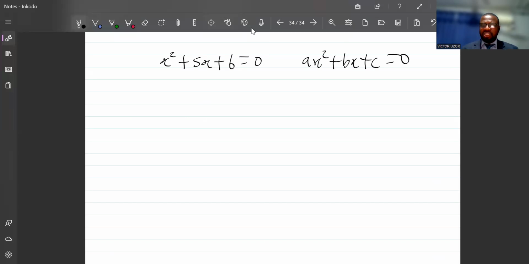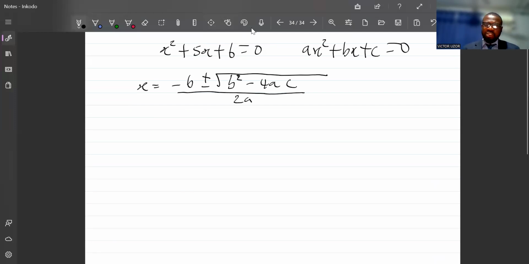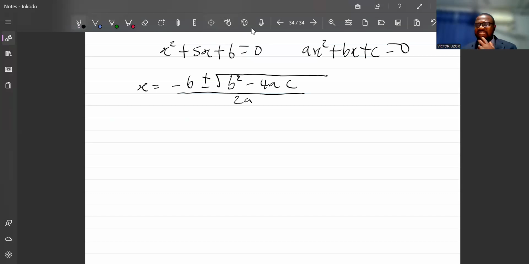So if we can compare this, the formula we are using is x equals minus b plus or minus square root of b squared minus 4ac, all over 2a. So what you usually do is you get the equation and do a comparison according to this question.